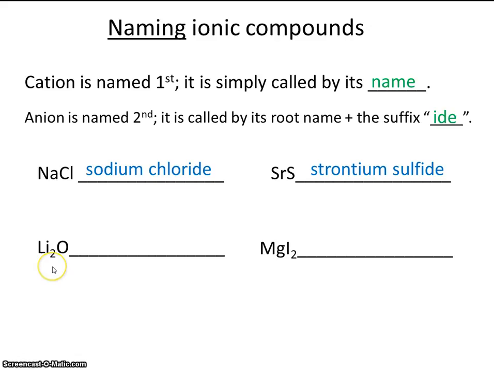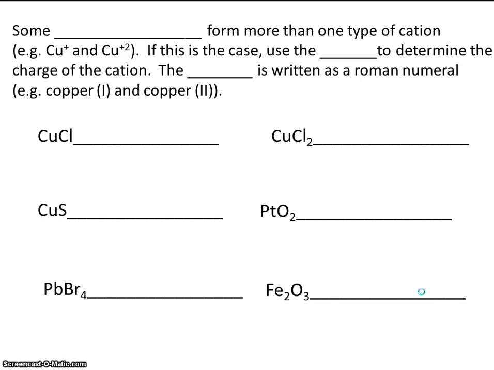In this next example, we have lithium and oxygen. It does not matter how many lithium ions there are. There's two, but that's not relevant here when we provide the name. So the name of this is just lithium oxide. Same thing here. It doesn't matter that we have two iodines. It's simply called magnesium iodide. So these were fairly straightforward. Let's try a little practice with some more challenging ones.